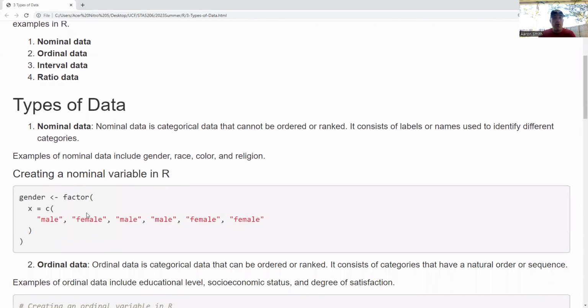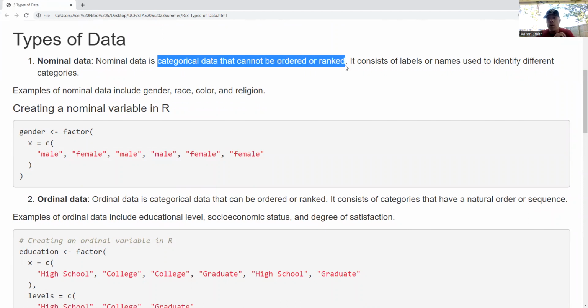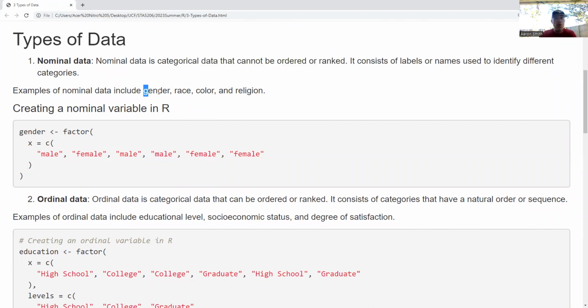All right, so let's go ahead and look at some examples of the types of data. So we'll look at nominal data. And so this is categorical data that cannot be ordered or ranked. It consists of labels or names used to identify different categories. All right, so let's go ahead and look at some examples. So here we've got gender, race, color, and religion. Now, here you'll notice that nothing is really on a spectrum. These are hard, discrete classifications. And so that's something to be mindful of when we tackle our data. If there's a spectrum of values, it might not be nominal.